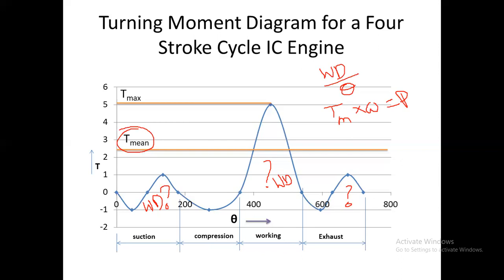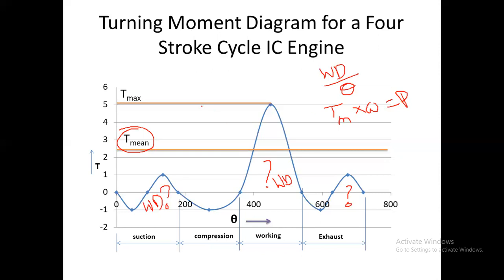So these are the three things we can determine using the turning moment diagram. The area under the diagram gives the work done. Dividing this work done by the crank angle gives T mean, the mean torque. Multiplying the mean torque by omega, the angular velocity of the crank, gives the power developed by the engine, or the power consumed by the engine.